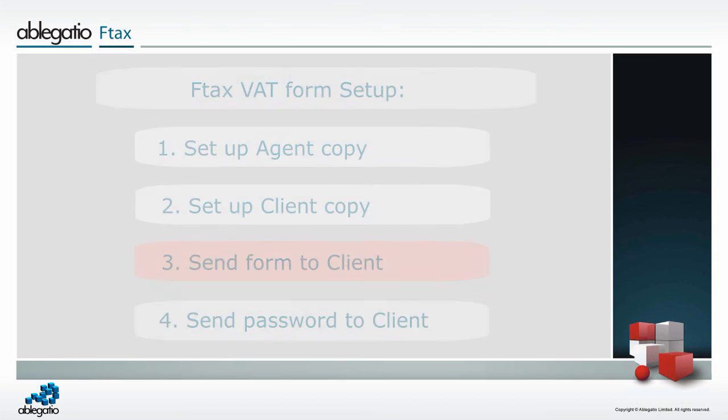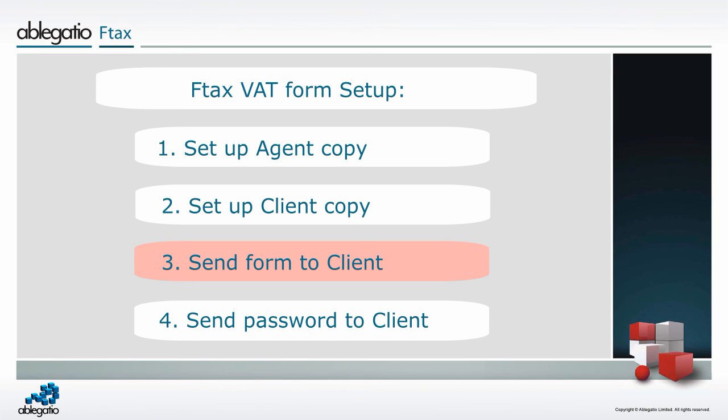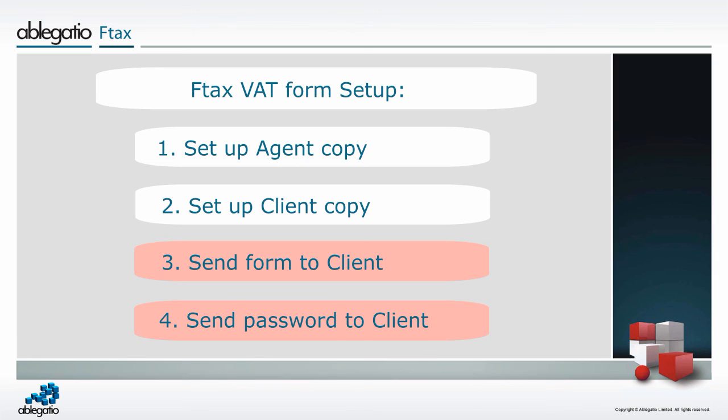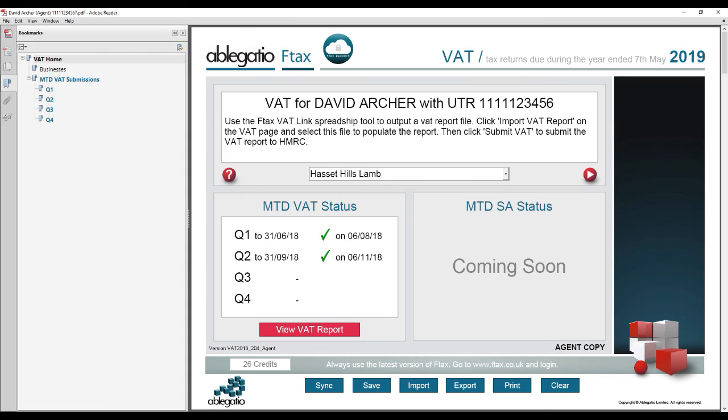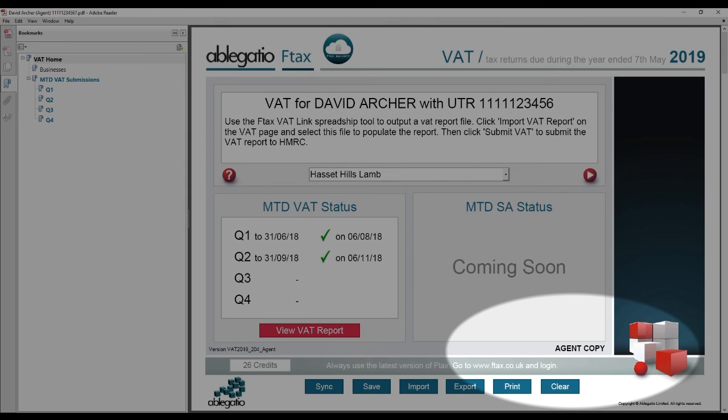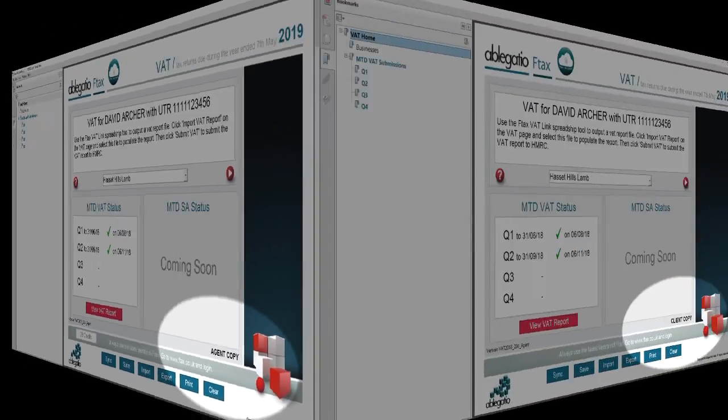Both the client copy of the FTAX VAT form and the VAT form password now need to be passed to your client. Different means must be used for each. For example, you can phone the password to your client and email the form. Once your client has opened the form and entered their password, both you and they will be able to view the same data, you on your copy and they on theirs.